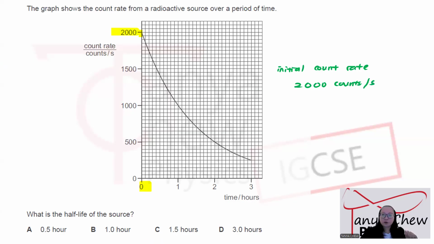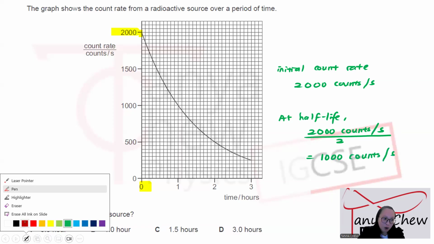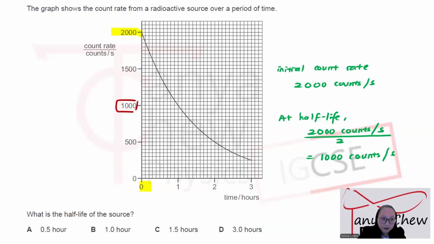And what is the half-life? If the question asks you about the half-life, remember, half-life means that the initial count rate must reduce to half. So you take 2000 counts per second divided by 2, which gives you 1000 counts per second. Look back at your graph. Where is the 1000? This is 1000. Look at the time axis. It occurs at 1 hour. So the answer is 1 hour. As easy as that.